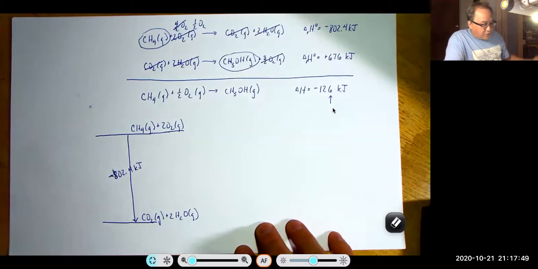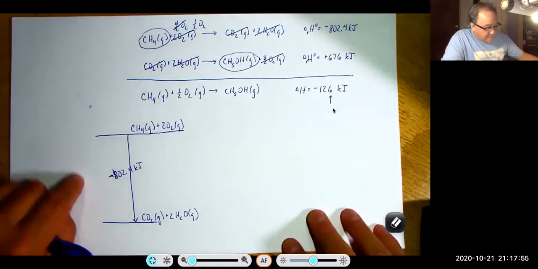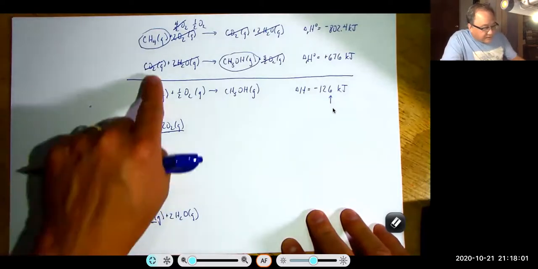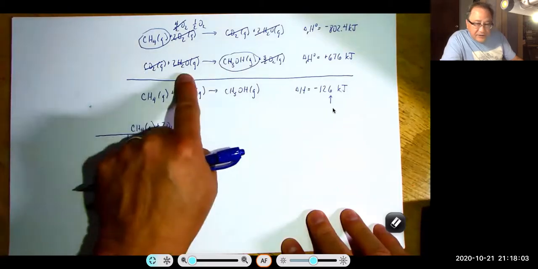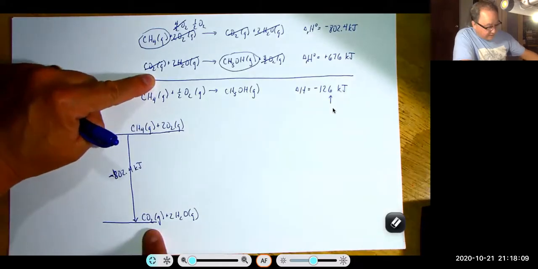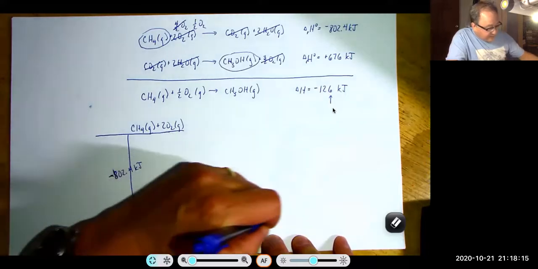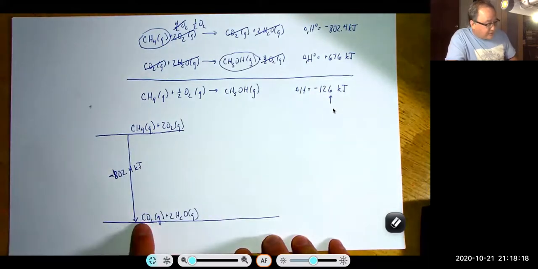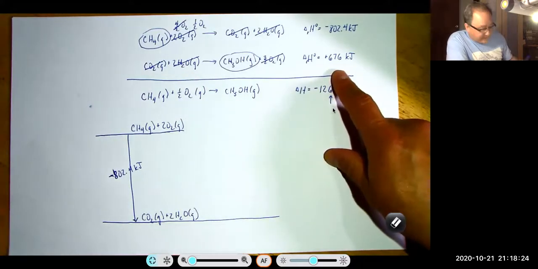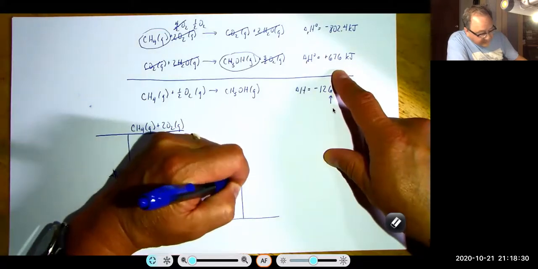So now I'm going to try to incorporate one of these other two reactions. I'm going to look for something common to here and the reaction. I'm going to do this one right here. You see this one? CO2 plus H2O gives you CH3OH. The reason I'm going to start with this one is because I see CO2 here and I see CO2 here. So it turns out that this reaction is actually right here. Here's my CO2 and my 2H2O, and I'm going to draw a line that is positive 676. So here's positive 676 kilojoules.